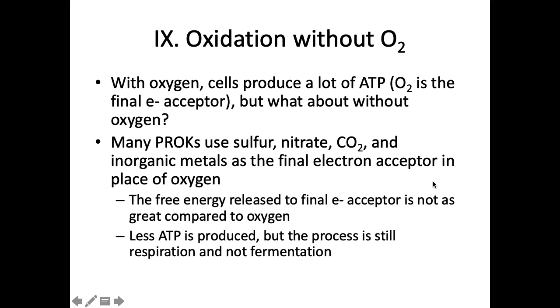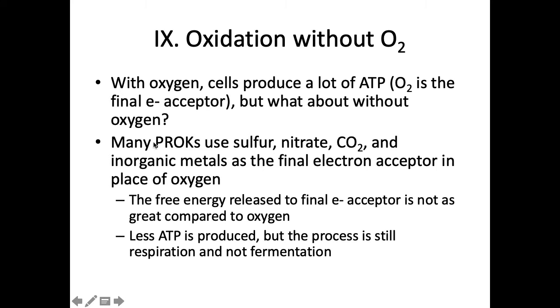All right, moving on to the 9th section, oxidation without oxygen. With oxygen, cells can produce a lot of ATP. We went through the numbers yesterday, roughly 30 to 38, dependent on the organism you're looking at. We talked about leaky membranes, and how in glycolysis, when NADH is moved from glycolysis to the electron transport chain, it uses an ATP. So cells can produce a lot of ATP with oxygen. Oxygen, O2, is that final electron acceptor. But what happens when you don't have any?